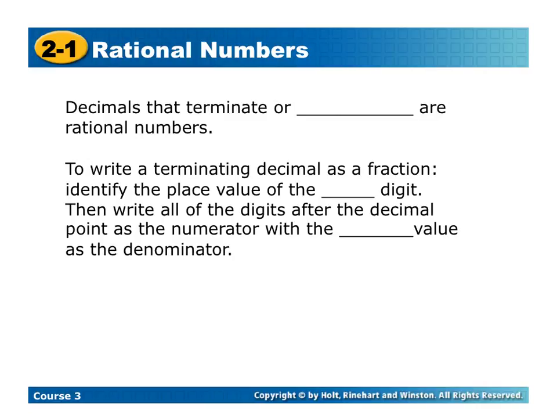When we're looking at rational numbers, the ones that are most confusing are decimals. Just keep in mind that decimals that terminate or end are actually rational numbers. To write a terminating decimal as a fraction, you're going to identify the place value of the last digit in the number. Then you're going to write all of the digits after the decimal point as the numerator with the place value as the denominator.